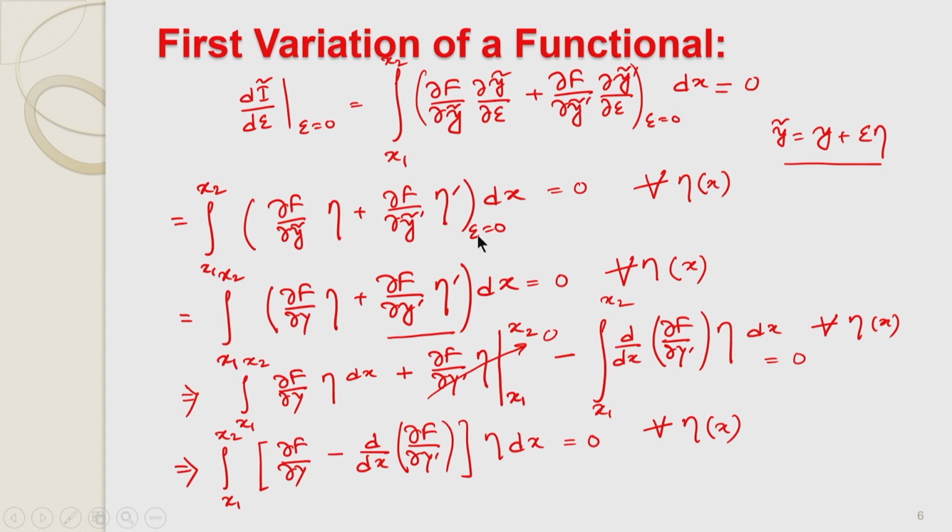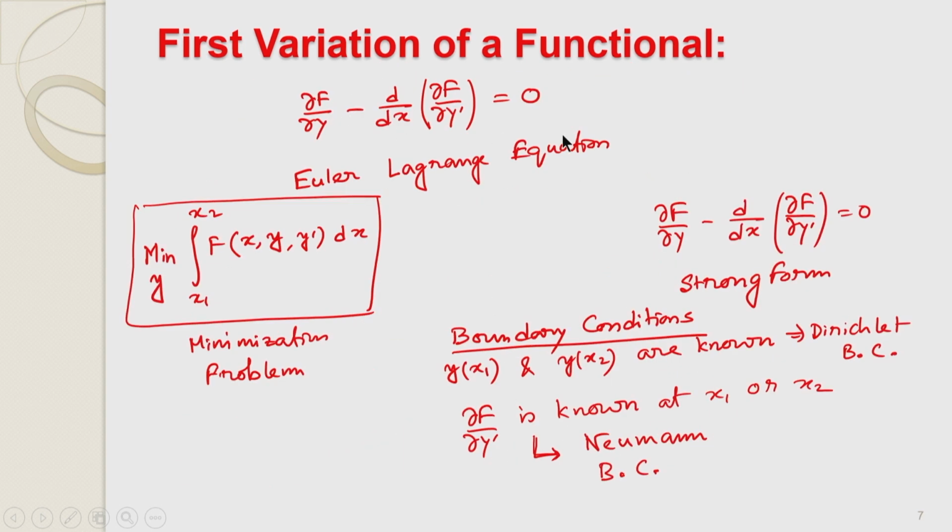Now, because at epsilon equal to 0 it becomes y and y prime. After that, we do integration by parts of this second term, and because eta is 0 at x1 and x2, this term goes to 0, and finally, we have this expression for any arbitrary eta. Because of arbitrary eta, we can write this as equal to 0, which is the Euler-Lagrange equation, and this is the differential equation which describes the same problem as minimizing this functional.